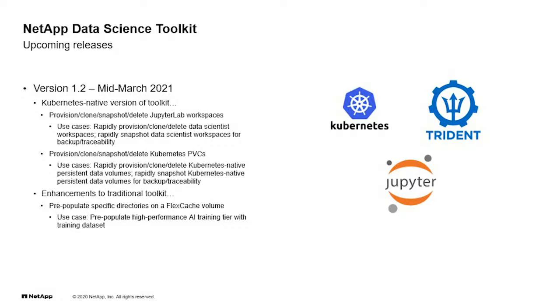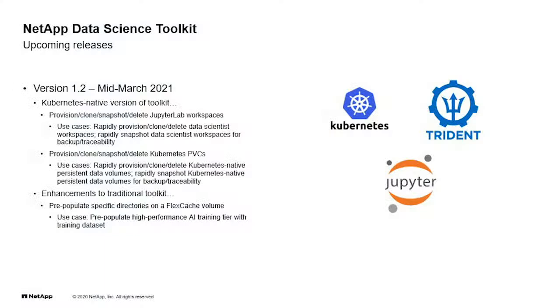And we also have enhancement to the traditional toolkit, which enables you to pre-populate specific directories on a flash cache volume. The use case would be, as I mentioned before, if you have a large data lake and you want to pre-populate high-performance AI training tier with different data sets among the cloud, then you can use the latest release of our Data Science Toolkit, which will use underlying NetApp Trident technology to work with your data lake and help you with such high performance AI training requirement.